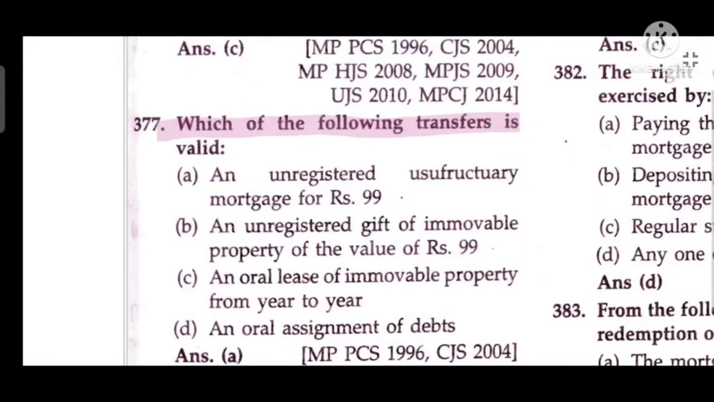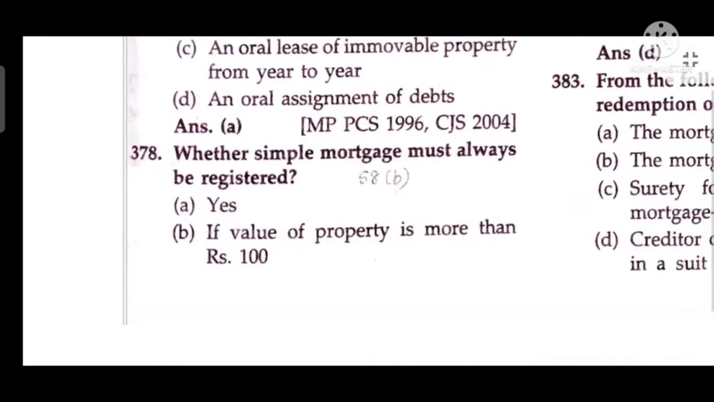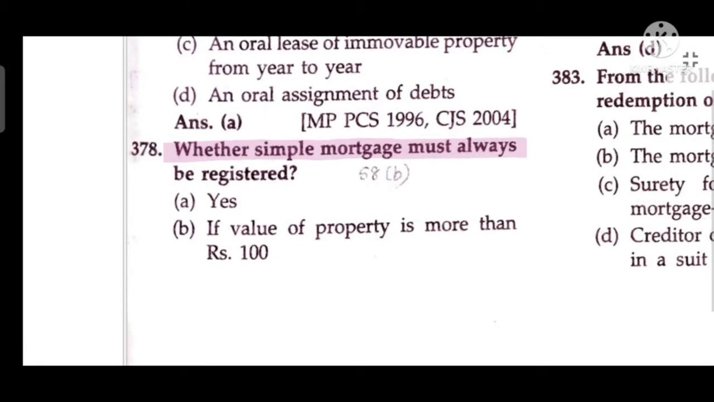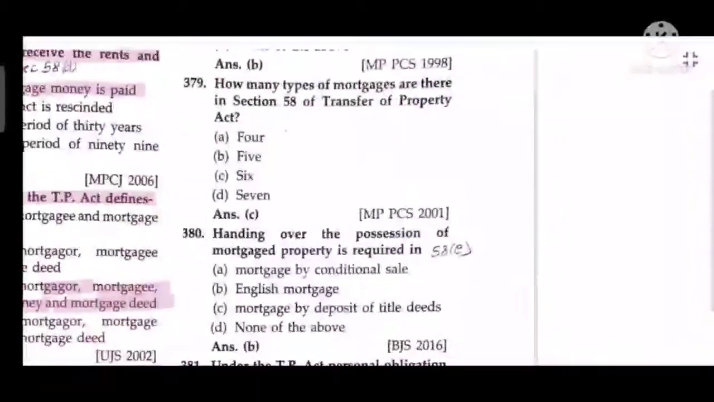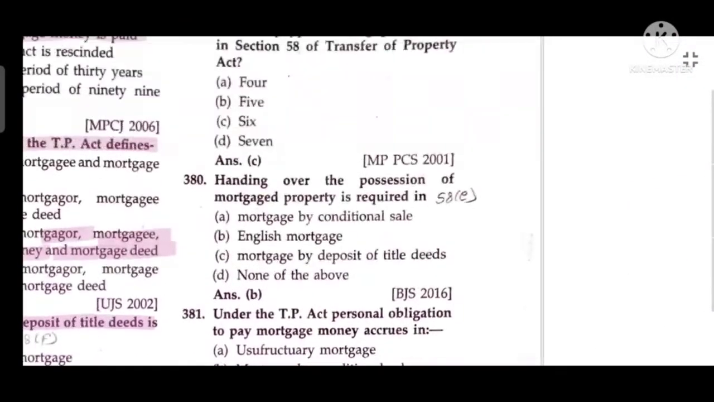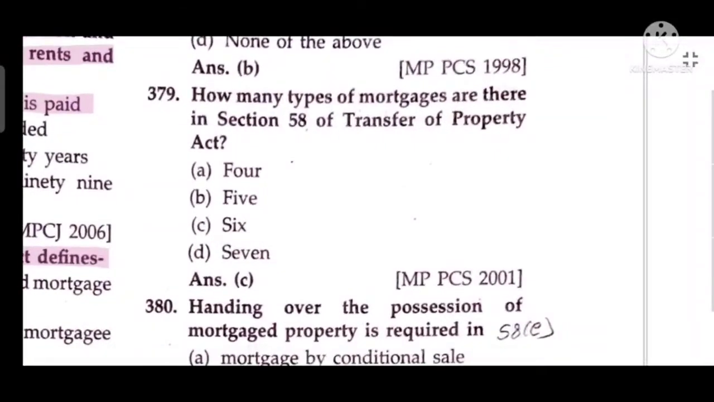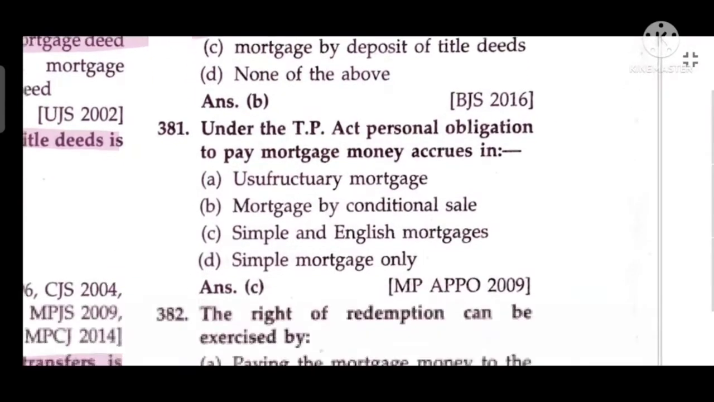Which one of the following transfers is valid? An unregistered usufructuary mortgage for ₹99. Whether simple mortgage must always be registered? If the value of property is more than ₹100. How many types of mortgages are there in Section 58 of Transfer of Property Act? Six. Handing over the possession of mortgaged property is required in English mortgage.